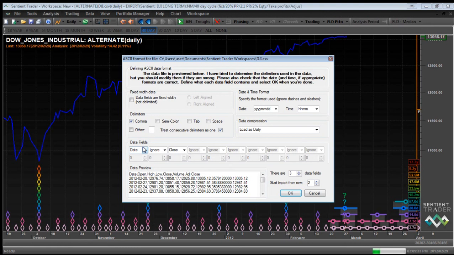I think I've missed 1 or 2 questions there. Let me just go back. There's a question from Chris. Why does Yahoo data not show the open high-low close as a candle in Sentient Trader when it's imported into the spreadsheet from Yahoo? Okay.